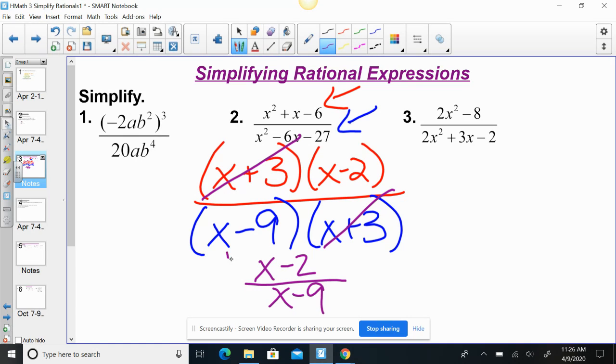All right, that is my answer. I cannot cross out those other x's because they're glued together by that subtraction sign. So I would only be able to do those if they were the same exact. Let's look at number 3.